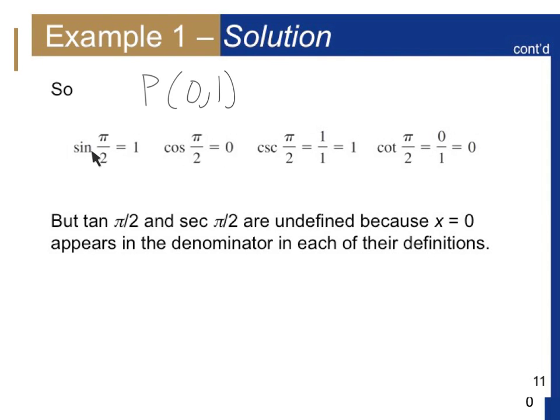Cosecant is 1 over sine, so that's 1 over 1, which is 1. Cotangent is x over y, so that's 0 over 1, which is 0. But we can't do tangent or secant because we're dividing by 0, so they're undefined. So we don't have tangent and secant there for pi over 2.